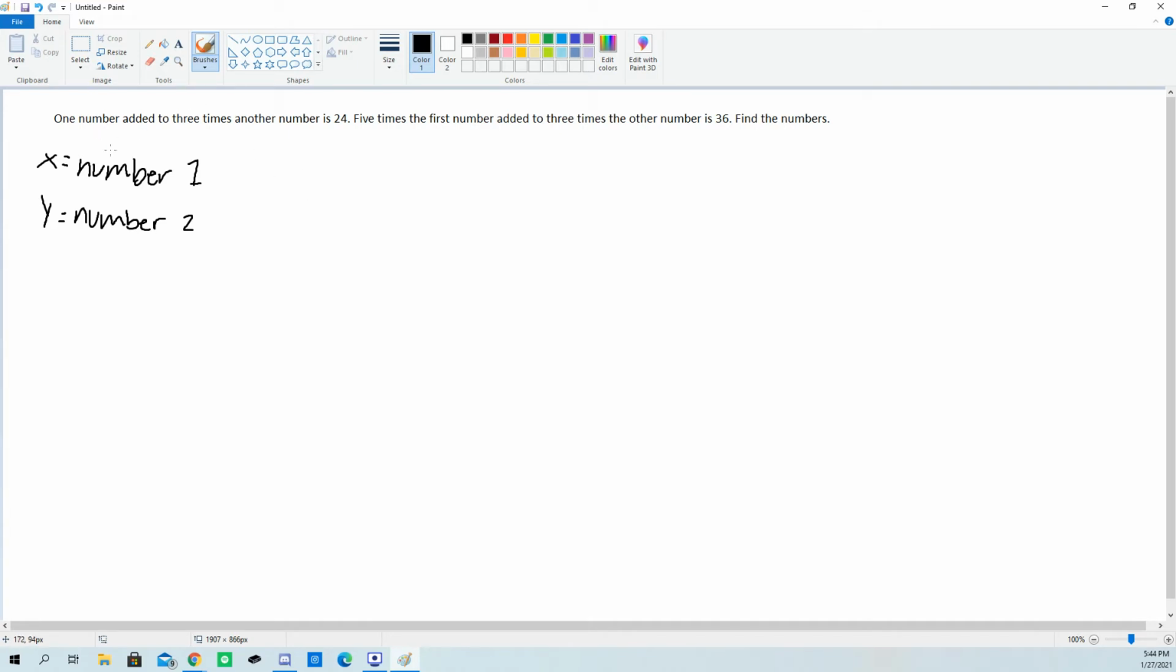All right. So one number, x, added to 3 times another number is 24. So we have one number added to 3 times our number 2. So we're going to multiply that by 3 equals 24. And then our second piece of information, 5 times the first number added to 3 times the other number is 36. Awesome. Okay, so now there's 2 methods we could use to solve this.